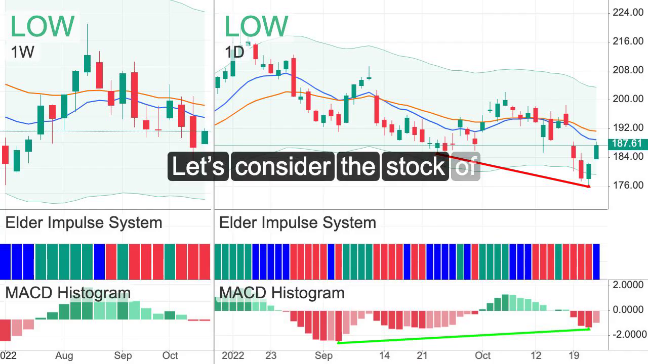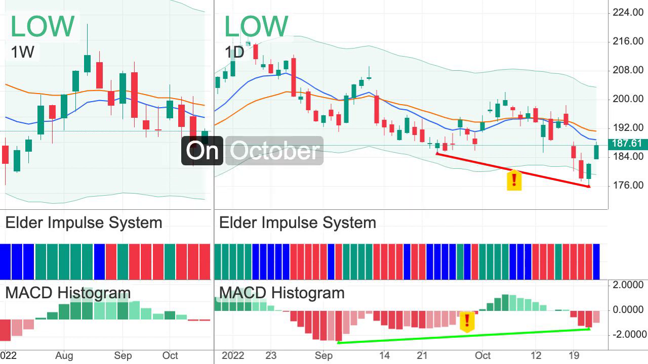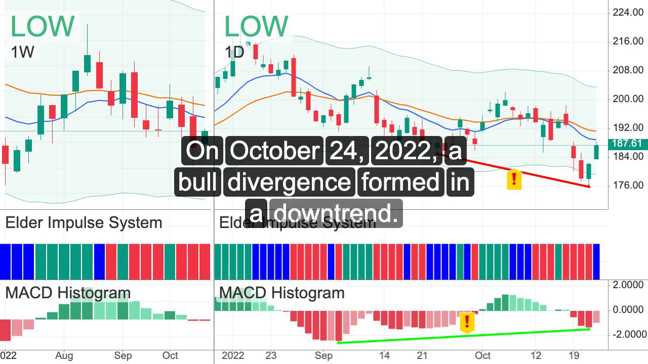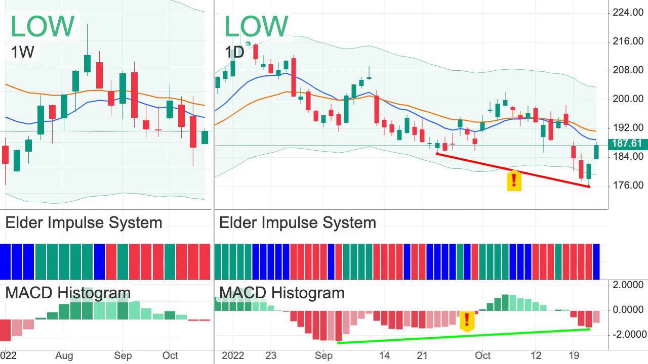Let's consider the stock of Lowe's Companies Inc. On October 24, 2022, a bull divergence formed in a downtrend. This is a strong buy signal. There is a first light bar on the histogram. Are you ready to submit a buy order?